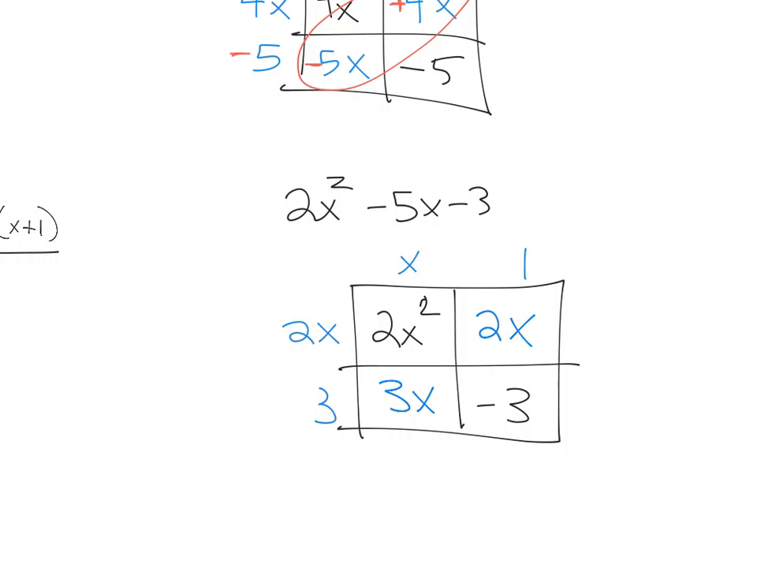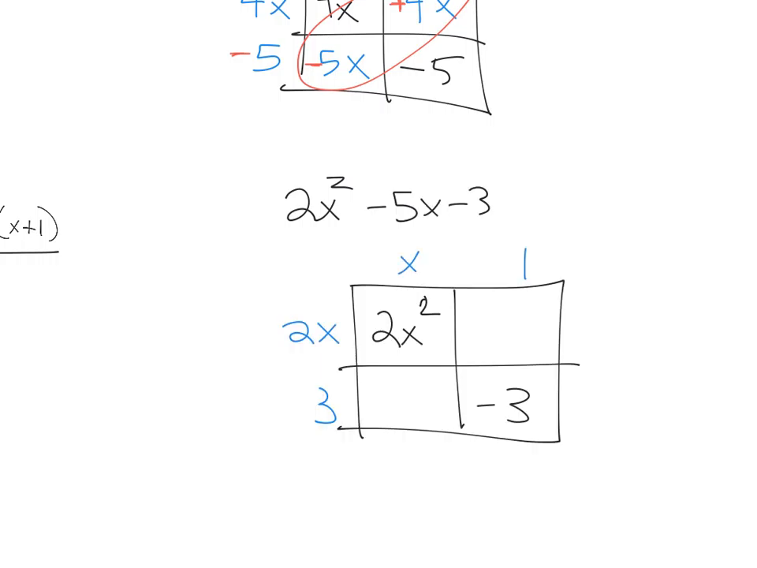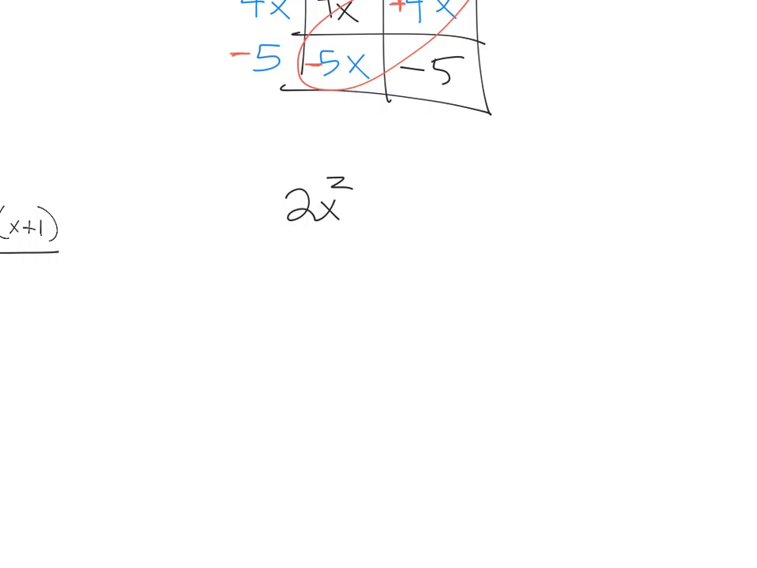But I've got a problem here. The way to make negative 5x is these would both have to be negative, which makes this a negative 1 and negative 3. But negative 3 times negative 1 gives us positive 3. So that means I screwed up. Those are not correct. So let's reverse that. So minus 5x minus 3.